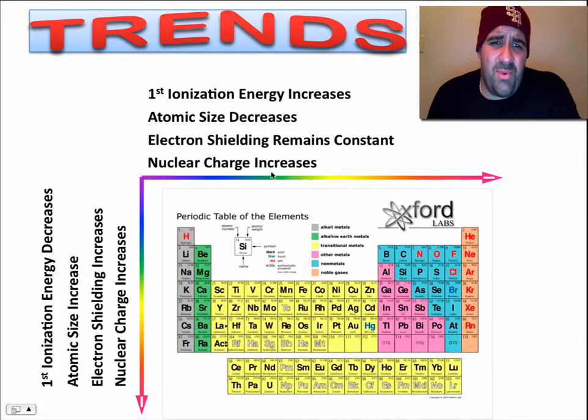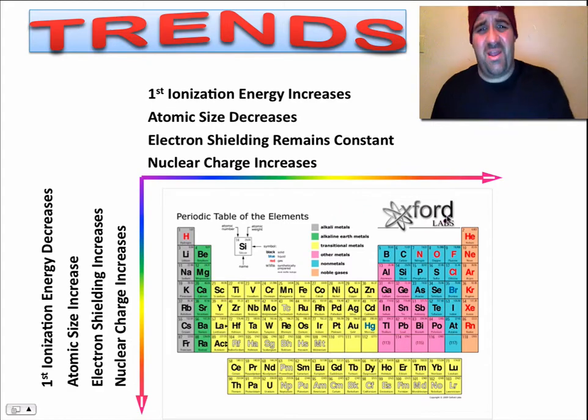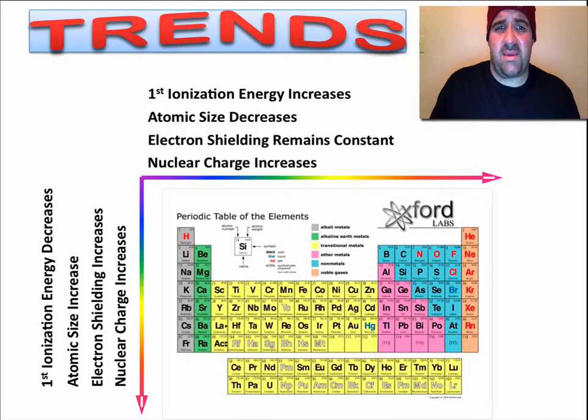So we have our trends, and we're adding to them. As you go across, ionization energy increases. It becomes much harder to remove an electron as you go across the periodic table. As you go down, it becomes much easier to remove the outermost electron because shielding is increasing and the distance from the nucleus is increasing.